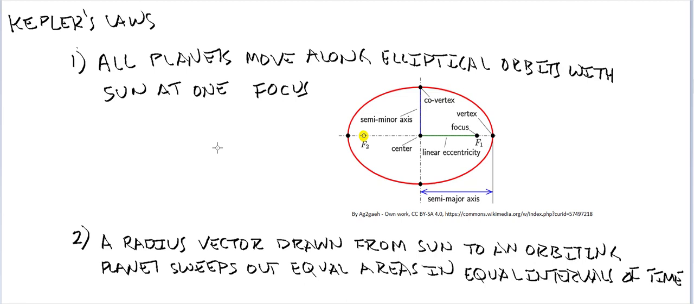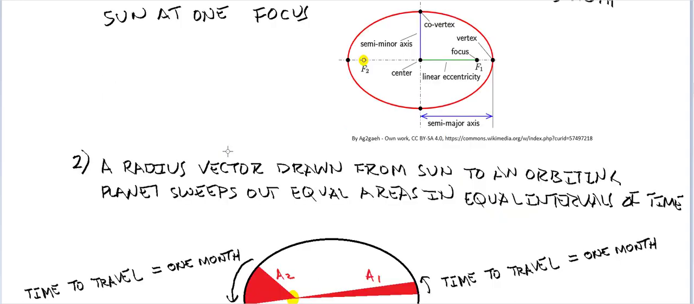Now comets often have very elliptical orbits, and comets and asteroids are also bound to follow Kepler's laws, just as planets. Kepler's second law.